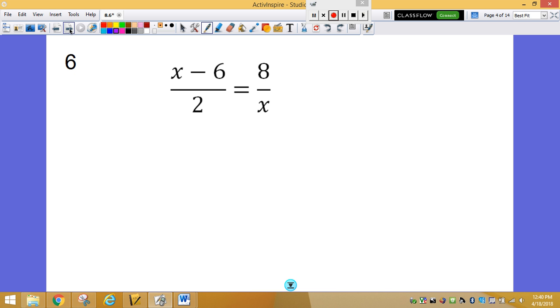Okay, number 6 is already set up in a nice, pretty proportion, so we're just going to cross multiply. 2 times 8 is 16. Multiply the x to both of them. So x times x is x squared. X times negative 6 is a negative 6x. Again, I need to move everything on one side so that I can factor. The x squared is already positive, so instead of moving things left like we did on the last problem, I'm going to move this 16 to the right. So I'm going to put minus 16 at the end of this. So this is what I'm factoring. X squared minus 6x minus 16.